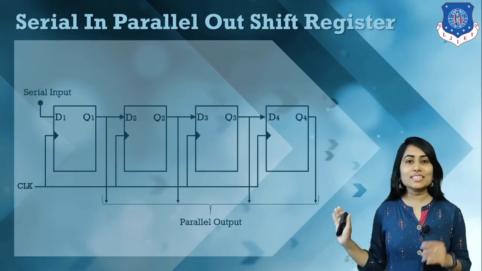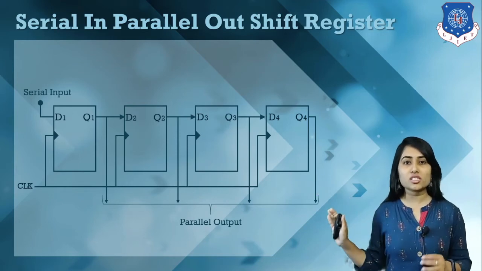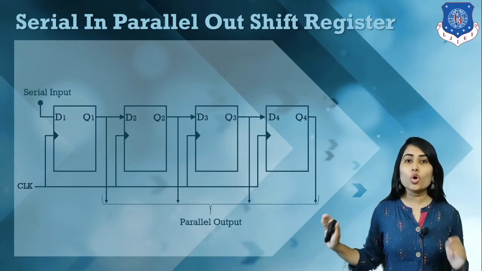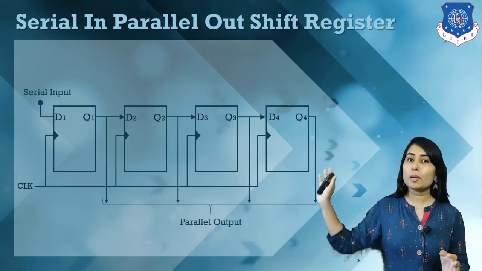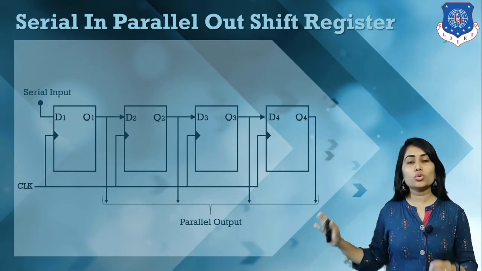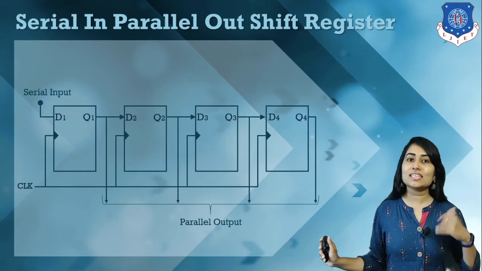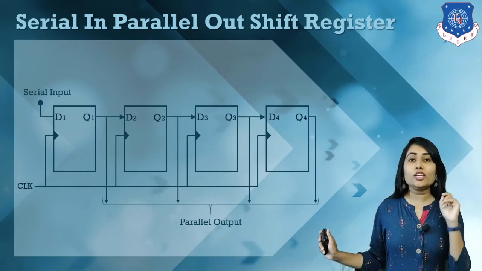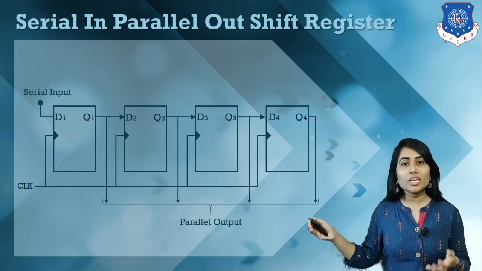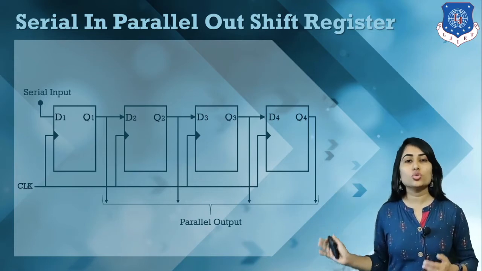In a serial in, serial out register we just have connections over here. At the intermediate stages we have no idea about the bits. But in parallel out we have connections like this, so the Q1, Q2, Q3, Q4 bits are present at the output side. In serial in, serial out we have output at only Q4, but here in parallel out we have bits at Q1, Q2, Q3, Q4. That's why this is known as parallel out.